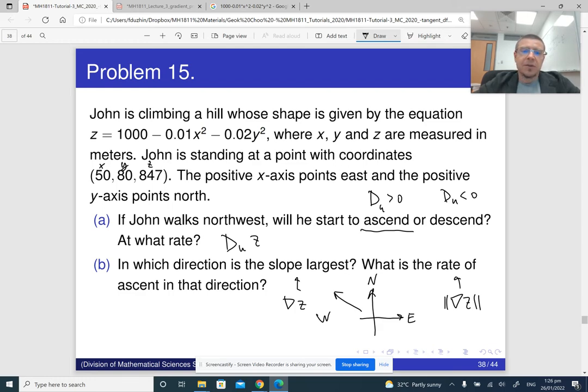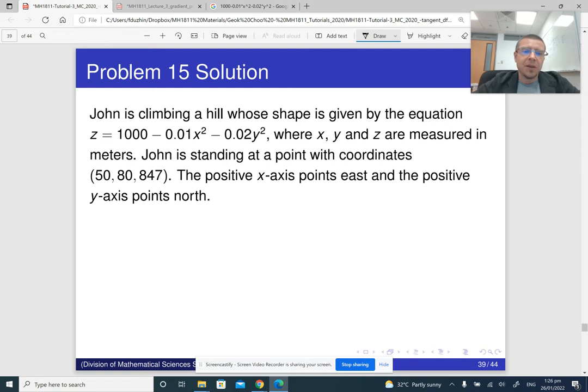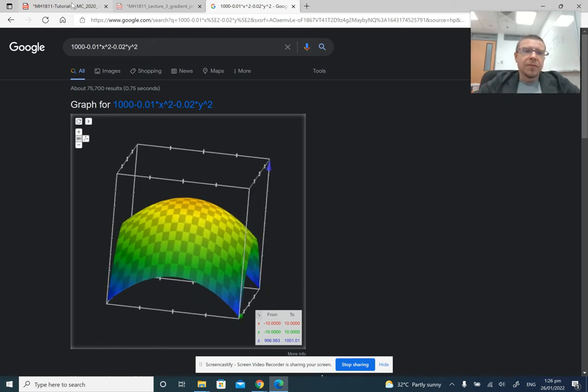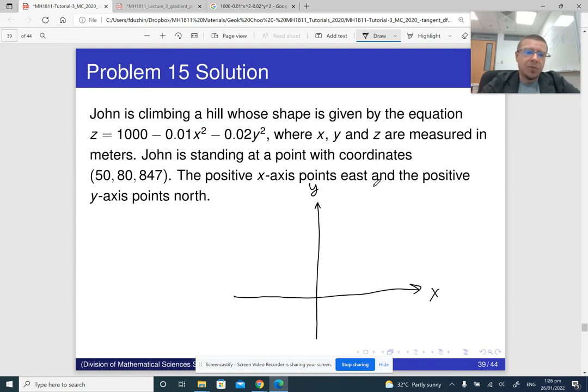The first thing that we need to do is probably to see what's going on here. So this is our coordinate axes, x and y. I'm not going to draw z. If you're interested in z, you can just plot a graph in 3D space. This is what it's going to look like. So the point x is 50, y is 80, right? So this is the initial point.